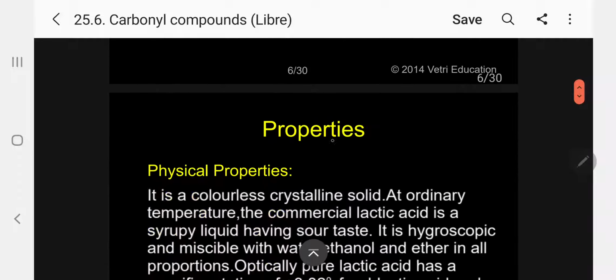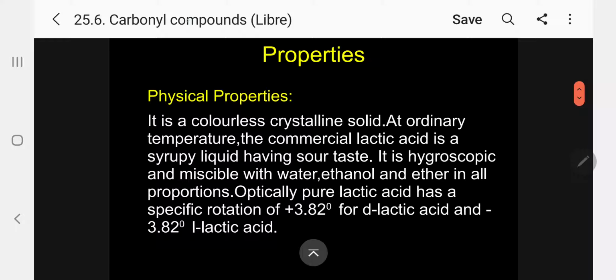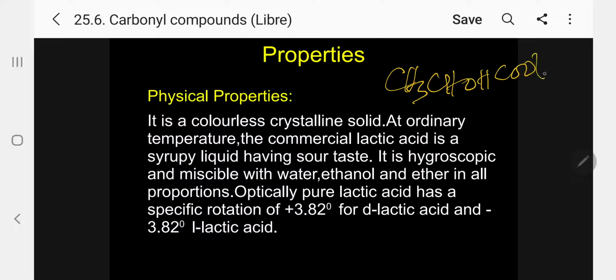Coming to properties. You know already lactic acid contains the structure CH3CHOH COOH. So here we have to discuss reaction due to the carboxylic acid group, reaction due to OH, then reaction due to both OH and COOH. Let us go now one by one.